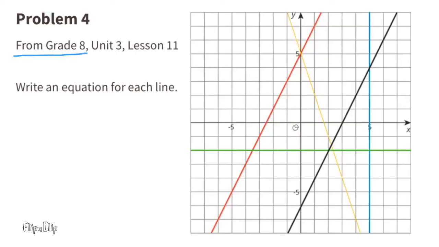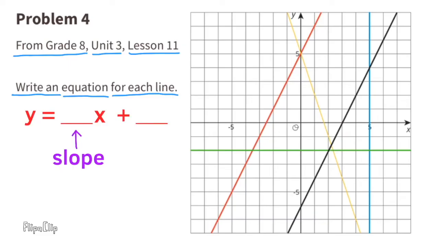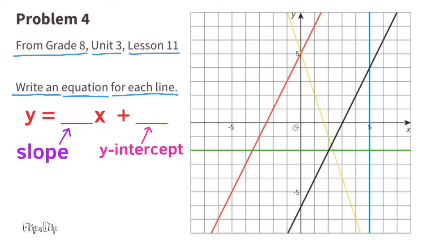Problem number 4 from 8th grade, Unit 3, Lesson 11. Write an equation for each line. We can use this slope-intercept form template. This space represents the slope, and this space represents the y-intercept.